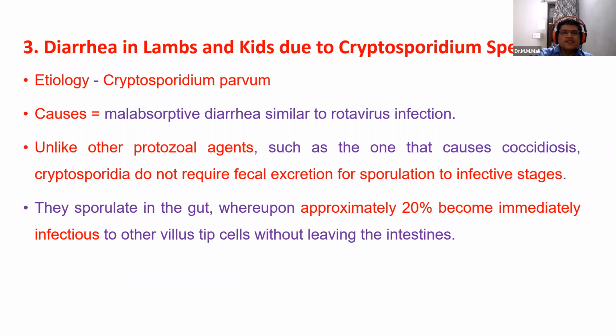The next category is diarrhea in lambs and kids due to Cryptosporidium species. The etiology is Cryptosporidium parvum. It causes malabsorptive diarrhea similar to rotavirus infection. Unlike other protozoal agents such as coccidia, this Cryptosporidium does not require fecal excretion for sporulation to become the infective stage. So they sporulate in the gut, whereupon approximately 20% become immediately infectious to other villus tip cells without leaving the intestine. So this nature helps in establishment of the infection in the gut.